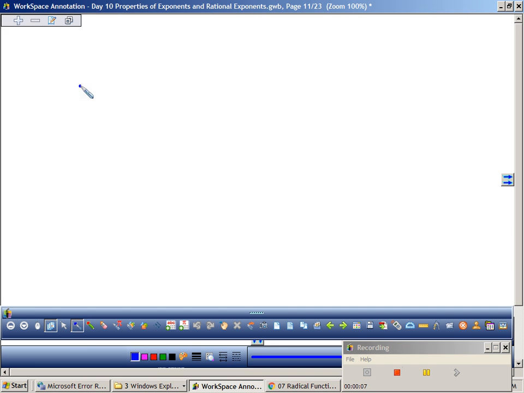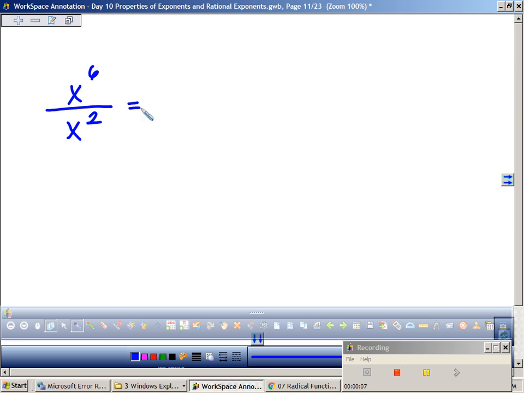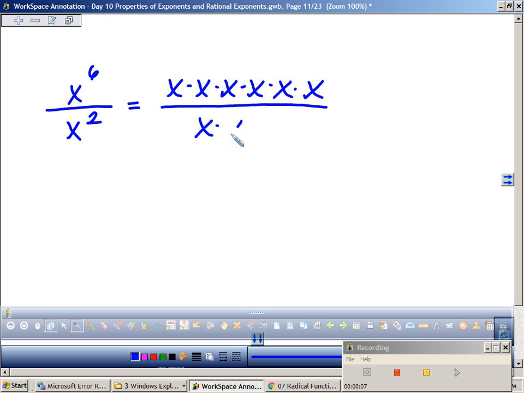What if I had x to the 6 over x squared? I could rewrite that, 2, 3, 4, 5, 6 over two in the top, and the numerator and the denominator cancel out, and I'm left with x to the 4th. If I have 2 in the denominator, what I'm actually doing is taking off 2 in the numerator.